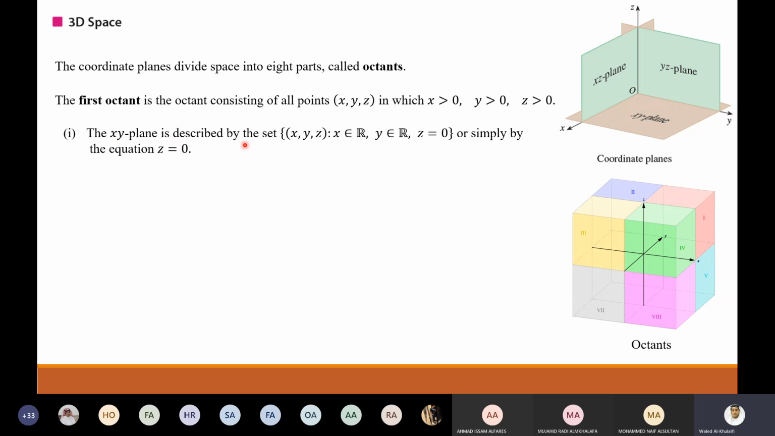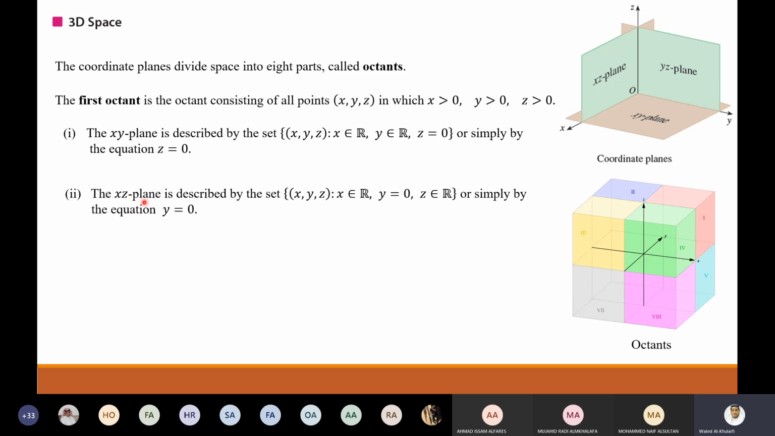The XY plane, sometimes we describe it in this way, as a set: all the points such that x is a real number, y is a real number, but z is equal to 0. Or simply, we put the equation z equals 0. So if you want to represent the XY plane in a simple way, you can say z equals 0. Like in two-dimensional space, x equals 0 means the y-axis, y equals 0 means the x-axis. The same thing: for the XY plane, we just simply say z equals 0.